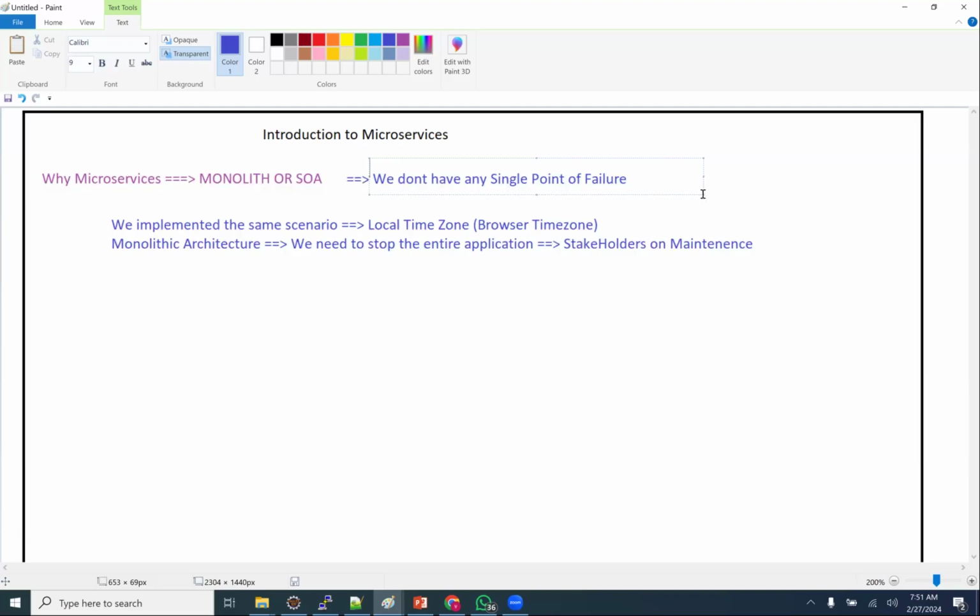While we need to send a mail, a message to all customers, that there is a downtime like that. Is that correct? Exactly. In microservice architecture, you need not send any downtime or maintenance notice. No one needs to be sent anything.